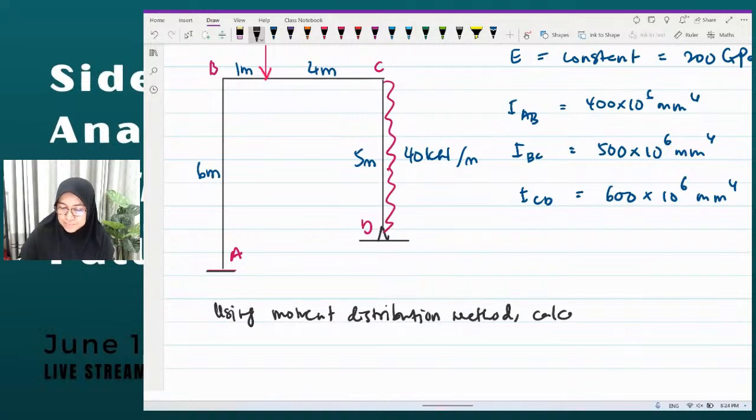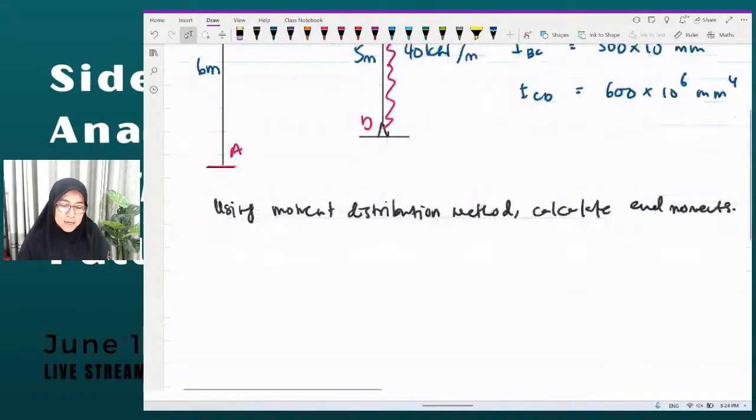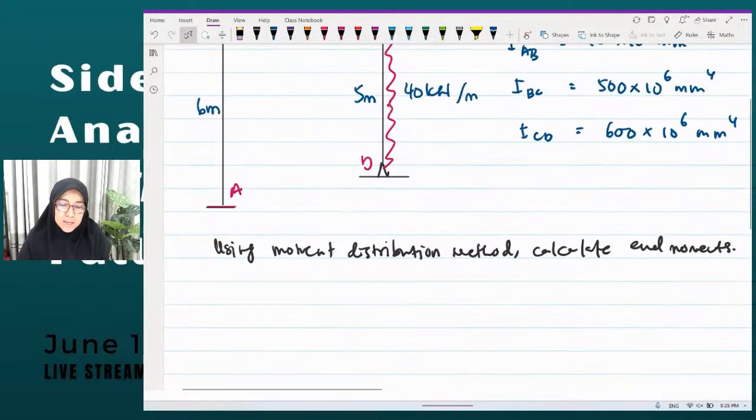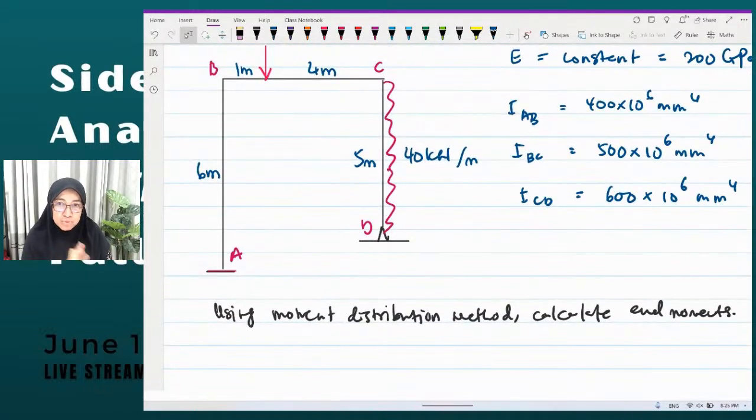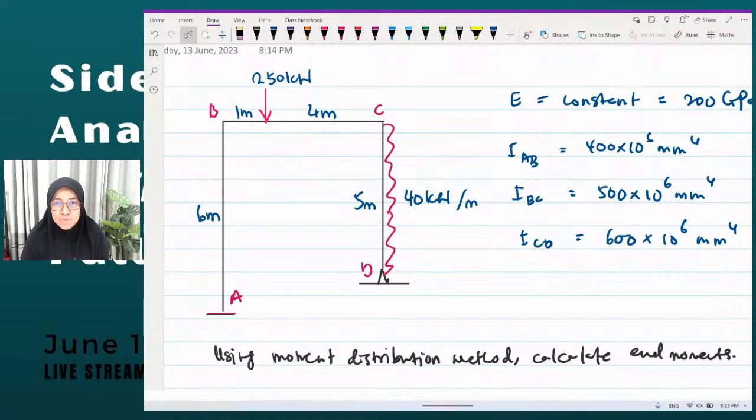calculate the end moments. And the first thing to do when we want to analyze this type of frame is to check whether it is a sidesway frame or a no sidesway frame. Remember the two conditions for a no sidesway frame: it is symmetry and properly restrained, or fully restrained.